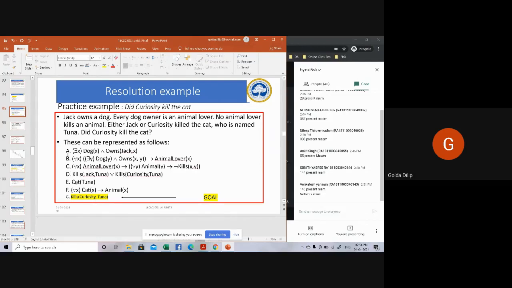When you're given a set of clauses, how do you convert it into a CNF clause? Then how do you use that CNF to resolve it and then to refute it? That's what we are interested in.